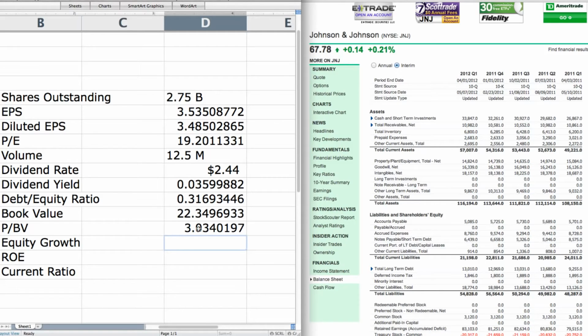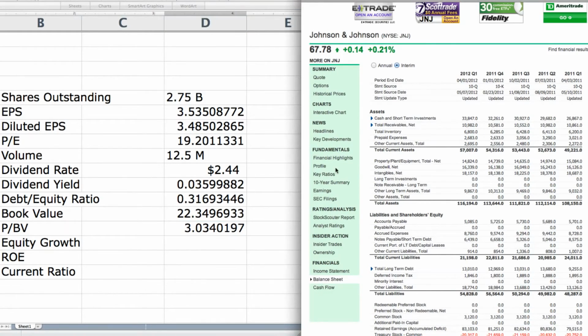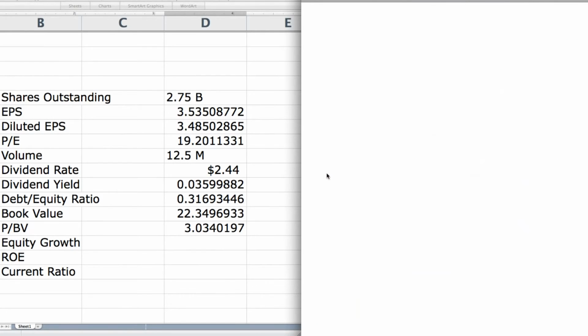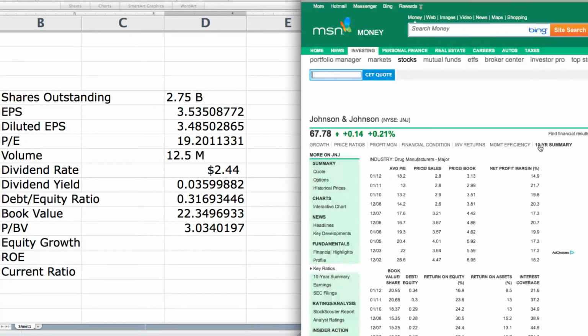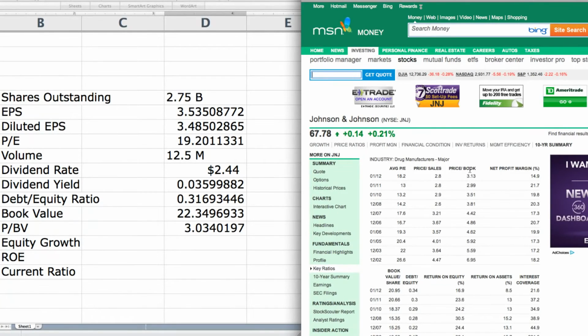Okay. Now I want to show you another spot that's really interesting on the price to book, and that's if you go to the Key Ratios tab on MSN Money. If you click there and you go to the 10-year summary right up here at the top, you're going to see that they have historical data on that price to book number. So you can see right now the price to book is 3. At the beginning of 2012, it was 3.13.